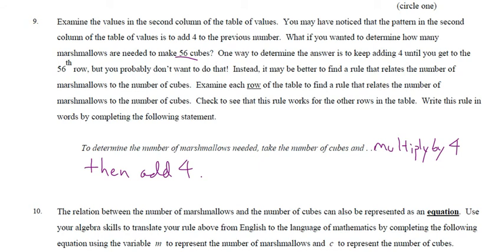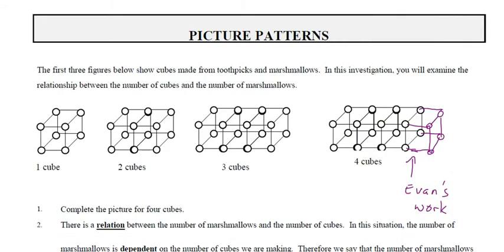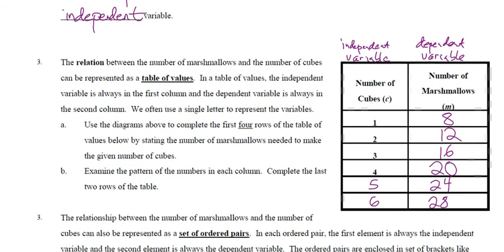Okay, so I want to actually check that out. So I'm going to go back to the table. 1 times 4 is 4, plus 4 is 8. 2 times 4 is 8, plus 4 is 12. 3 times 4 is 12, plus 4 is 16. 6 times 4 is... So that seems to work, right? I can generate any of these numbers here from the number of cubes. Okay, so I think we have a good rule.